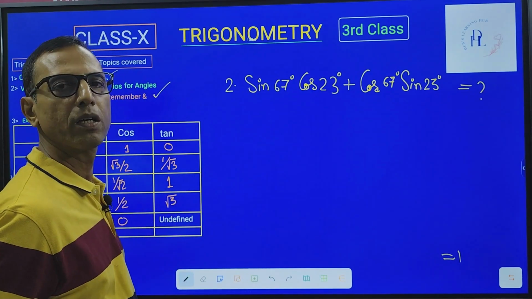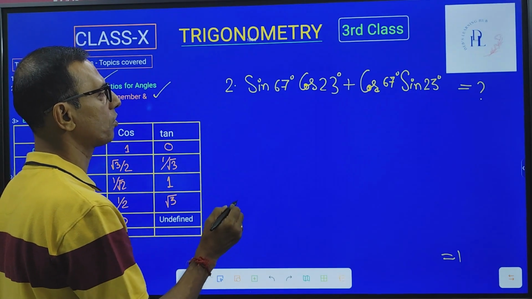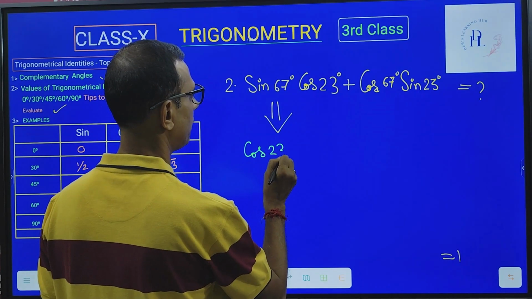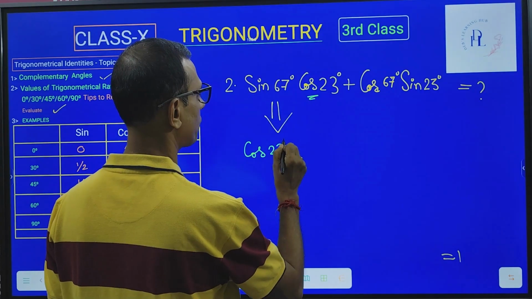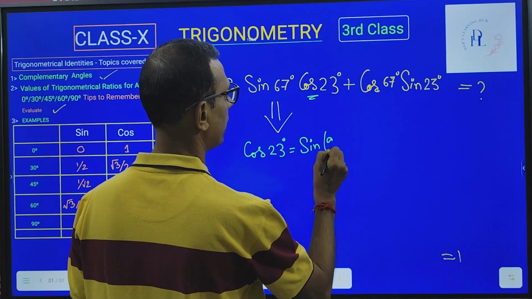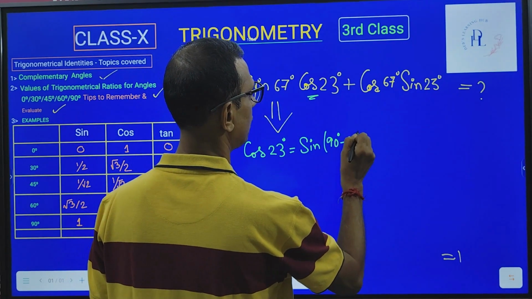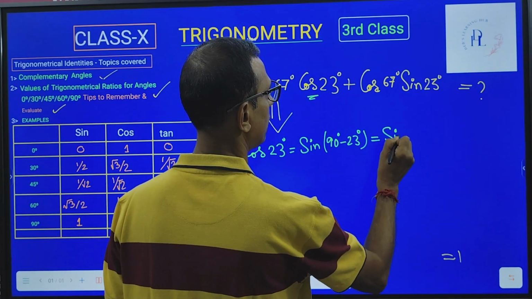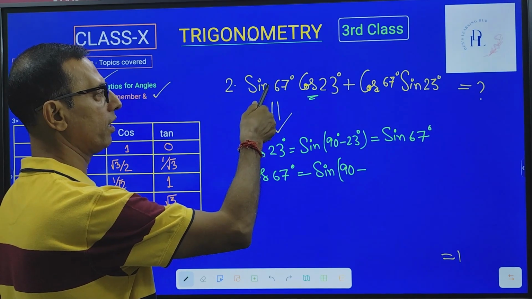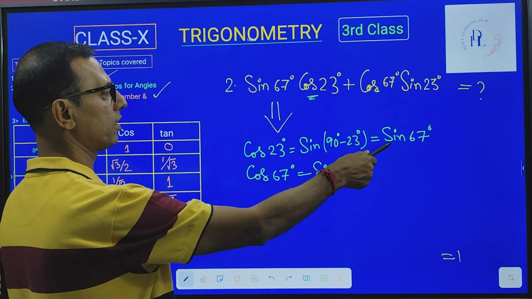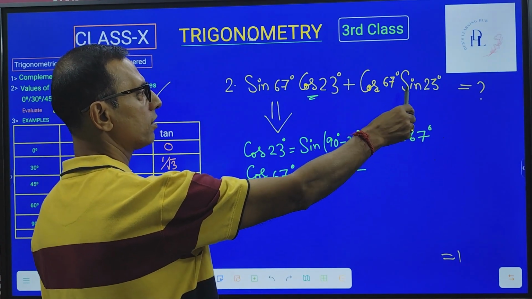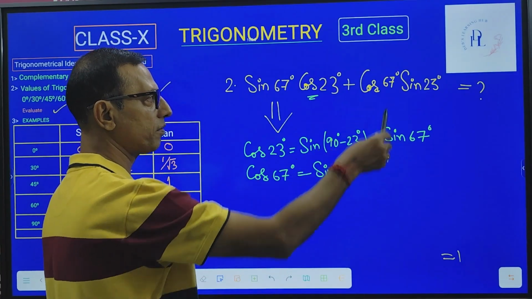Now with respect to the complementary angle formula with respect to trigonometrical ratio, how can we write this? Cos of 23 degree, this one we are considering. Cos of 23 degree equals sine of 90 minus 23 degree, that is equals sine of 67 degree. This part you have already converted, cos 23 to sine 67. So sine square 67 you have done. This side you should not go for sine 23, I mean cos 67 equals sine 23.